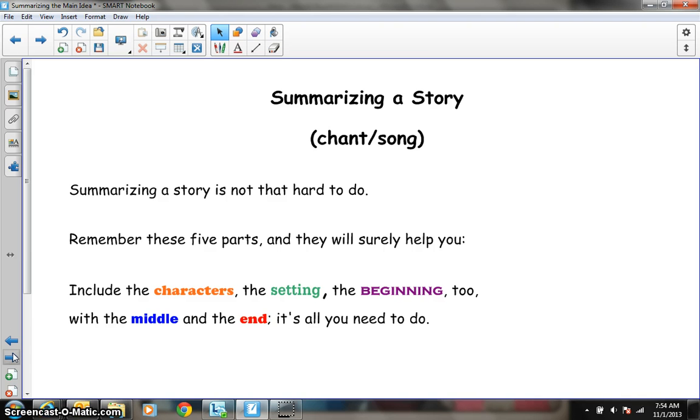Summarizing a story is not that hard to do. Remember these 5 parts, and they will surely help you. Include the characters, the setting, the beginning too, with the middle and the end. It's all you need to do.